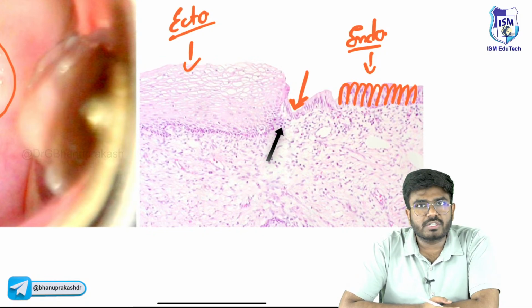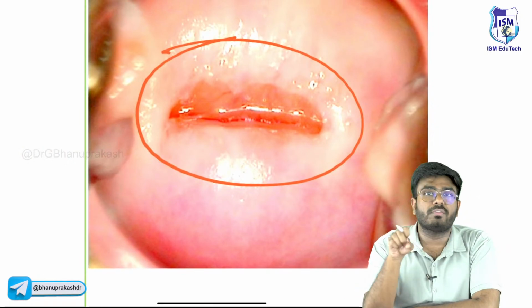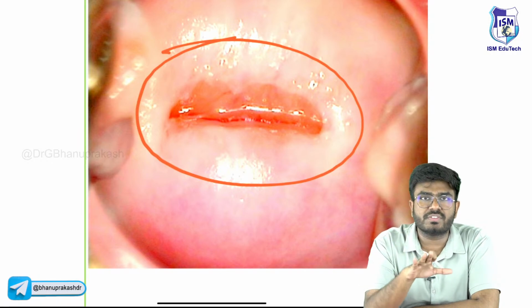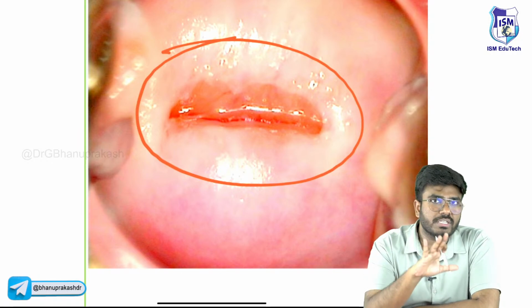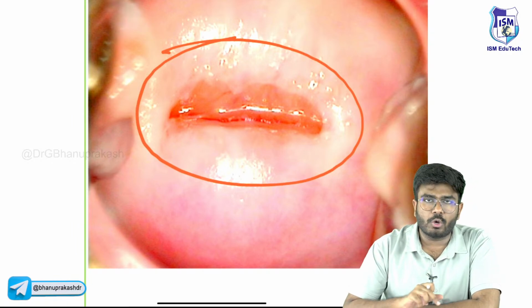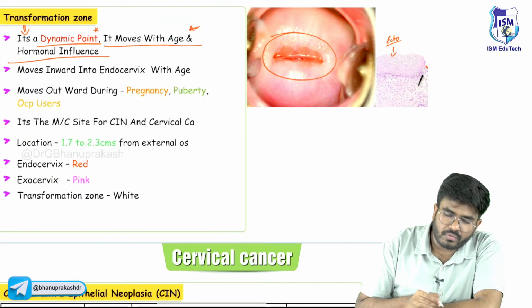And this transformation zone, the white color area I have shown here, is a dynamic point, which means it changes with time. It changes with age, with different hormonal conditions, and with pregnancy. The location is going to vary, so it moves with age and hormonal influence.